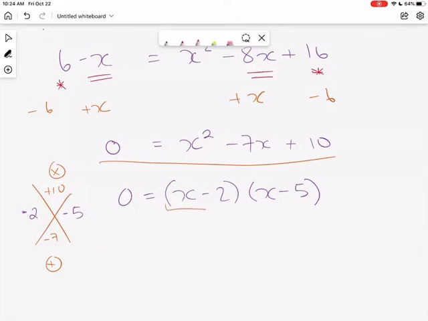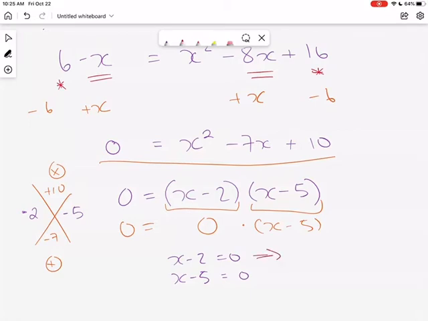So remember that if one of these equals 0, the whole thing will equal 0, okay? So I'm just looking for places where x minus 2 equals 0 and x minus 5 equals 0. And that's going to happen here. x equals 2 and x equals 5.